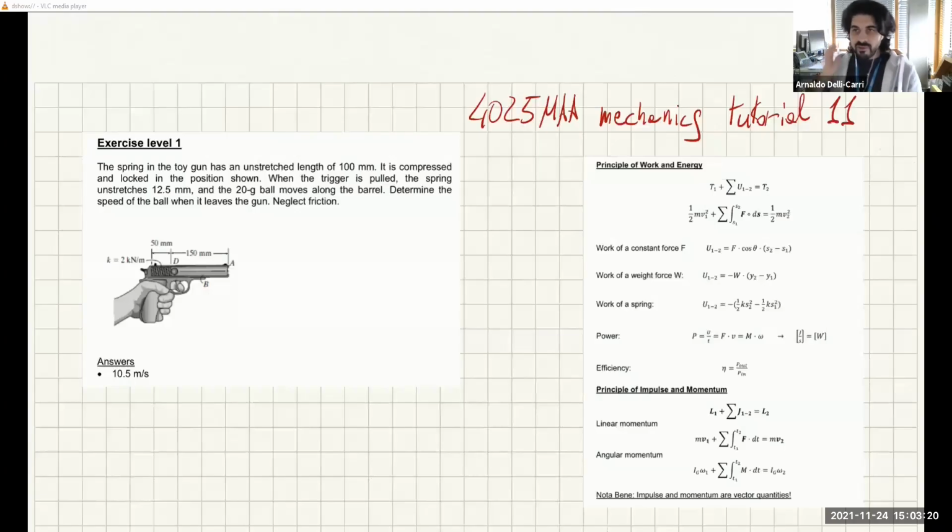All right, 4025 MAA Mechanics tutorial 11. This is about principle of work and energy, kinetic energy, potential energy, impulse and momentum. So let's start with exercise level 1.